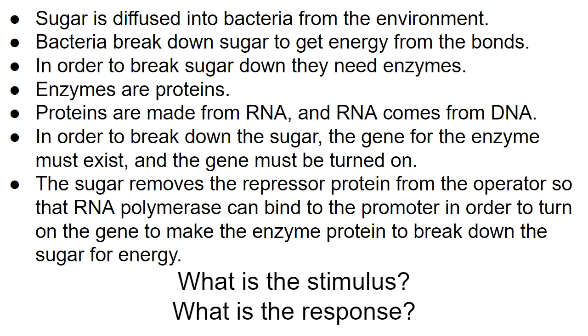So if we have this whole idea here, bacteria have to break down sugar, right? And how do they break down sugar? They need enzymes to break it down. They need enzymes to help with the chemical reactions. Enzymes are proteins. Proteins are made from RNA. RNA, where does it come from? DNA. So in order to break down the sugar, the gene for the enzyme must exist and the gene must be turned on. So the sugar removes the repressor protein.